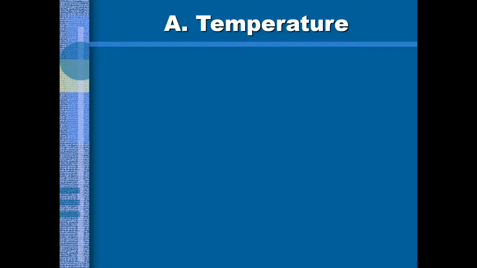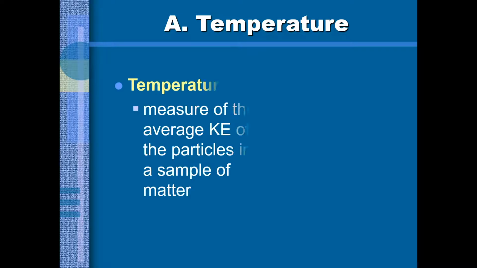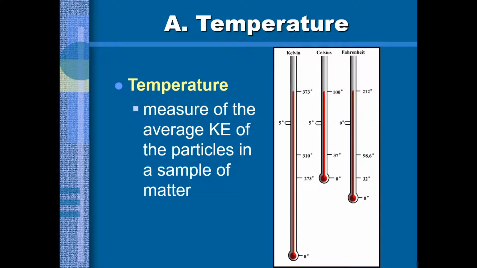So what is temperature a measure of? It's of the movement or motion. And what is motion? The measure of the average kinetic energy of the particles in a sample of matter. So temperature is the measure of average kinetic energy. On average, how fast are each particles moving and vibrating?